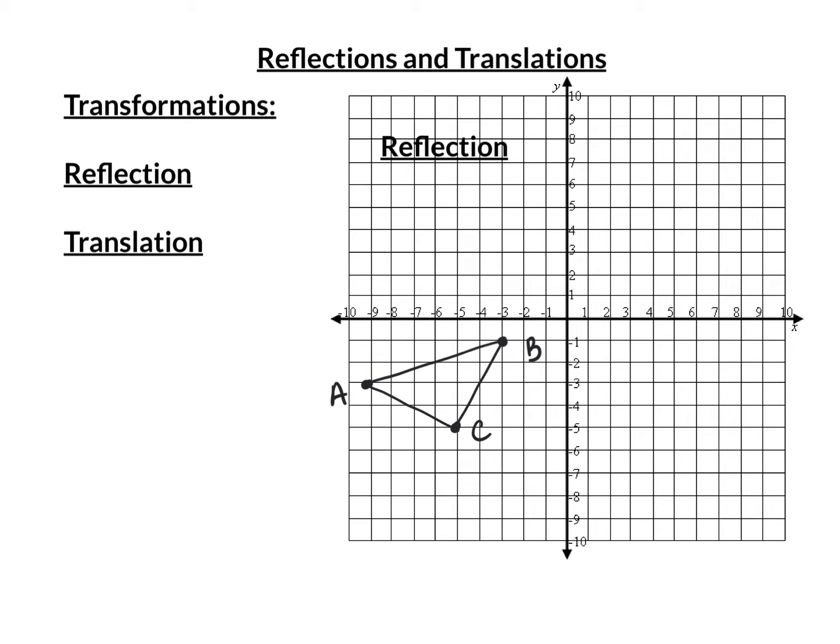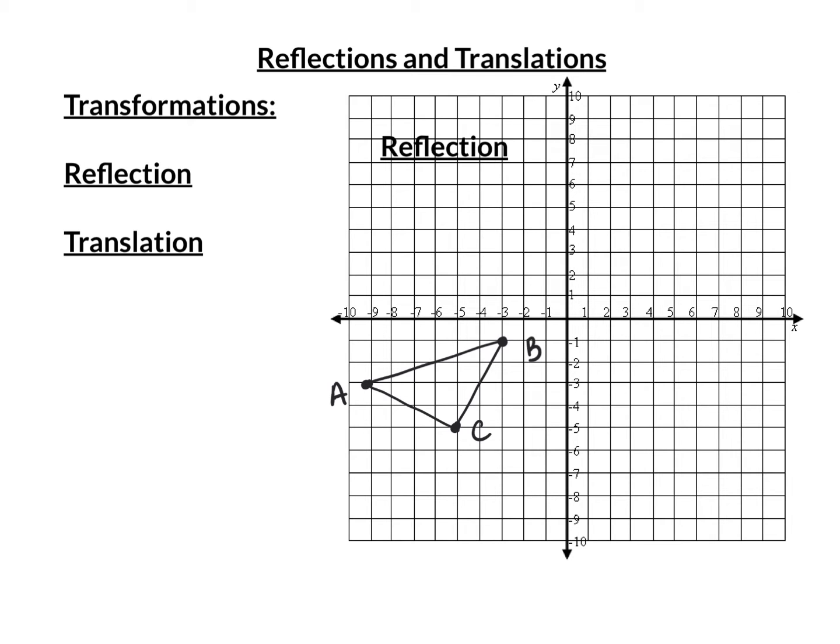Today we're going to take a look at transformations. Specifically, the transformations we're going to look at are reflections and translations. A transformation is a mapping of every point in the coordinate plane to a new point. Basically, that just means that we're going to take a point in the coordinate plane, in fact, every point, and move them to a new point following some rule.